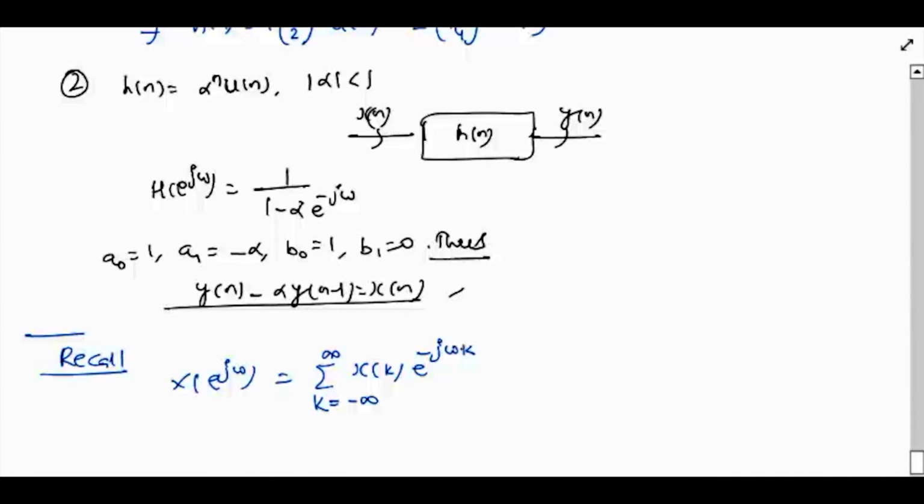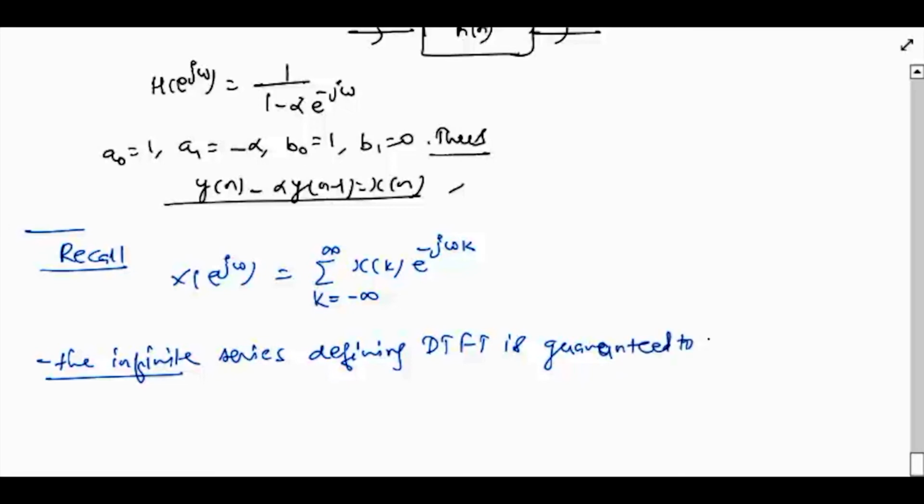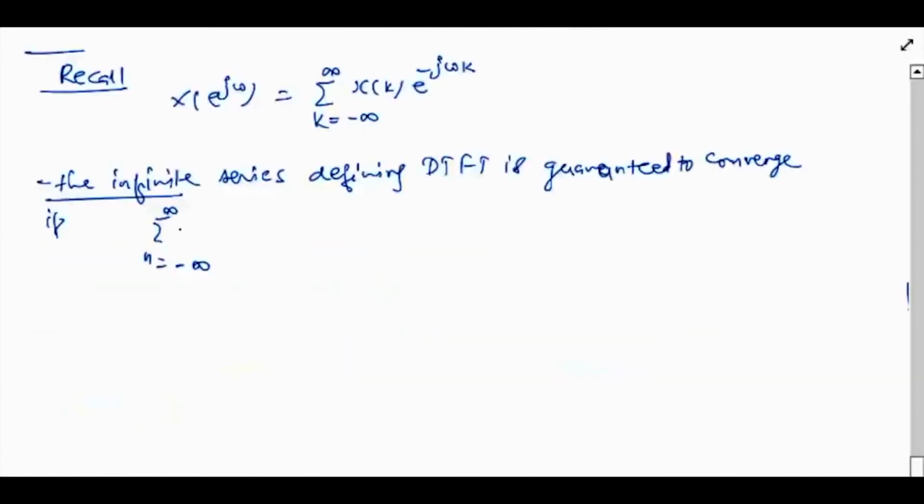Recall that we had a sufficient condition in the case of continuous time Fourier transforms. We get a similar condition here as well. Okay, so let's see what that condition is. The infinite series defining the DTFT is guaranteed to converge if the summation over n equals minus infinity to infinity of the absolute value of x[n] is finite. However, notice that this is a sufficient condition, not necessary.